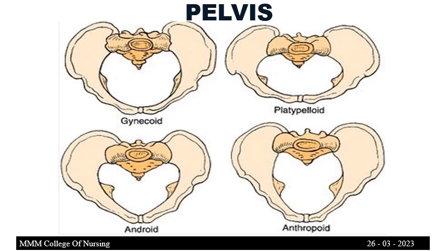So next is the pelvis. The types of pelvis are gynecoid, platypelloid, android, and anthropoid. As you see in the picture, the shape of the gynecoid pelvis is round. If you look at the inlet of this pelvis, the shape is round. Then platypelloid is flat shaped. In android, it is heart shaped. In anthropoid, it is oval shaped.